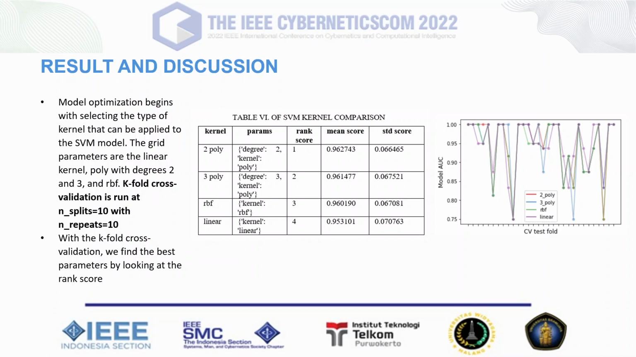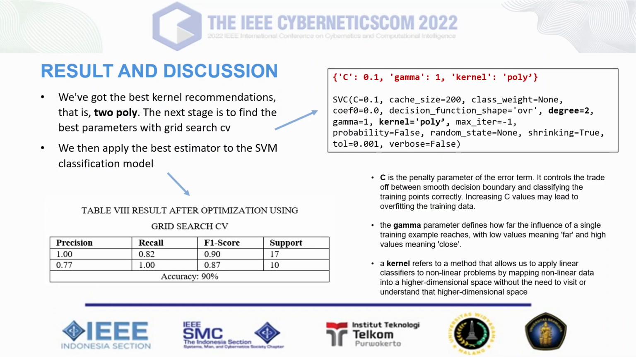And then in the model ROC test validation, you can see in the graphic that poly with degree 2 has the highest value. We have the best kernel recommendation, which is poly with 2 degrees, and the next thing is to find the best parameters with grid search cross validation. The best parameters are C is 0.1 and gamma is 1, and the kernel is poly. We applied degree 2 and the kernel is poly.